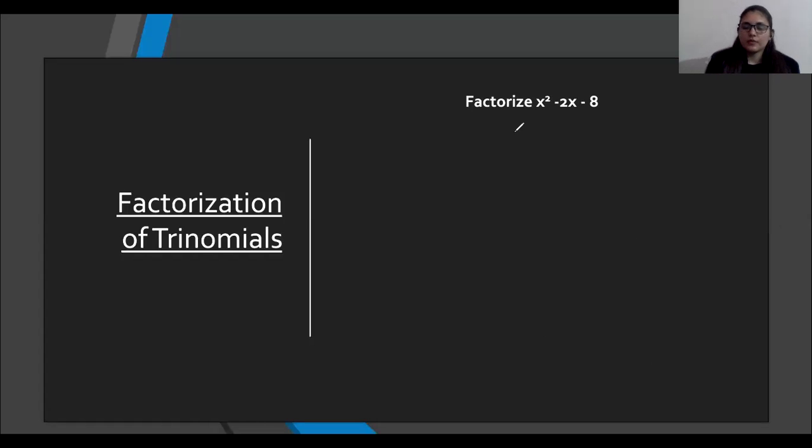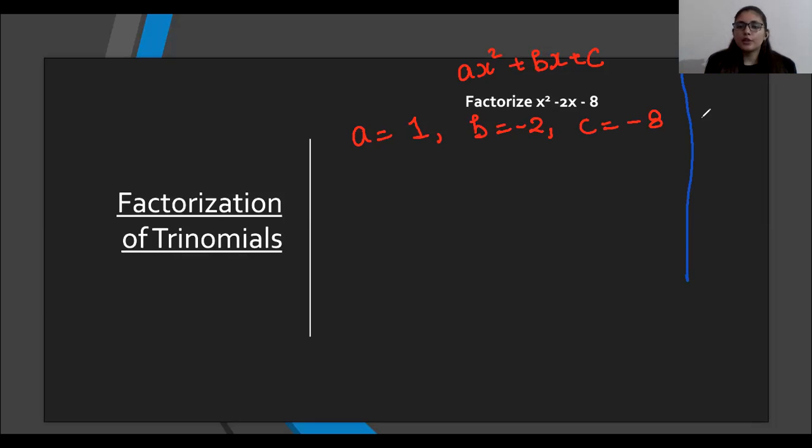Now, we know that the standard form of this polynomial is ax square plus bx plus c, right? If you compare these two, then we can say that a is 1, b is negative 2, and c is negative 8. So we know all three constants a, b and c. Our second step is to multiply a and c, and you will get negative 8.